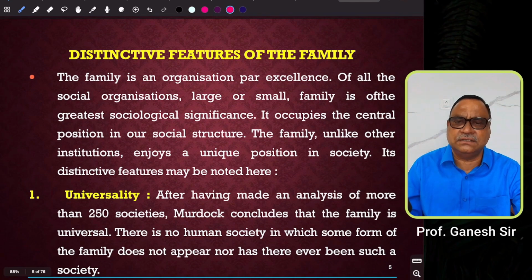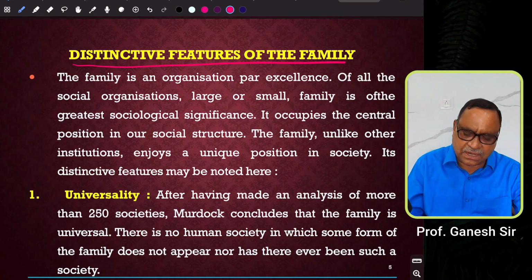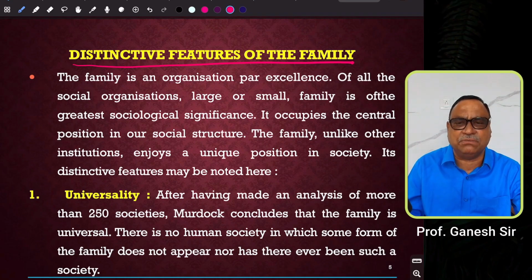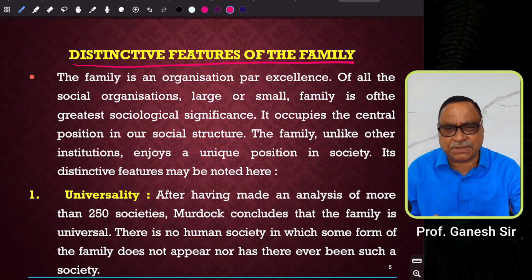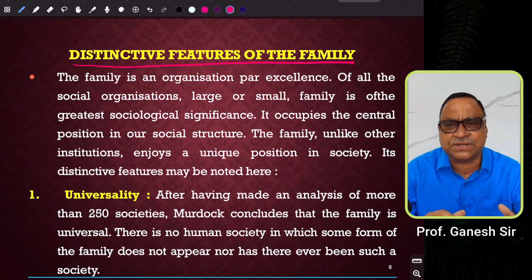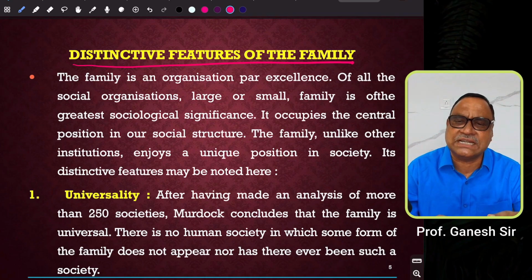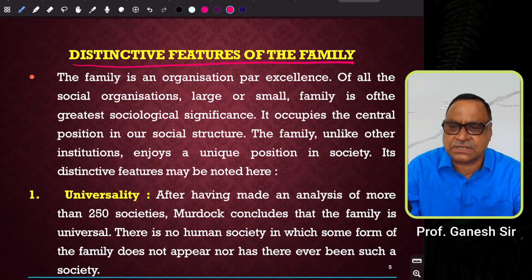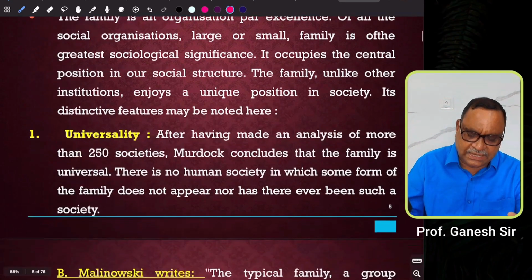Now let us discuss the distinctive features of the family. So from a sociological point of view, what are the distinctive features of the family system that we need to examine? The family is an organization par excellence. Of all the social organizations, large or small, family is of the greatest sociological significance. It occupies the central position in our social structure. The family, unlike other institutions, enjoys a unique position in society. Its distinctive features may be noted here like this.